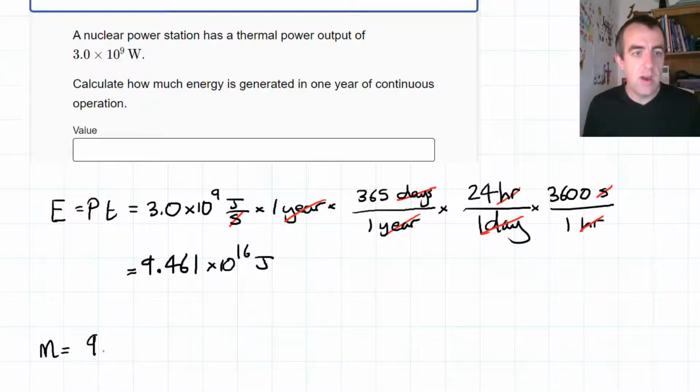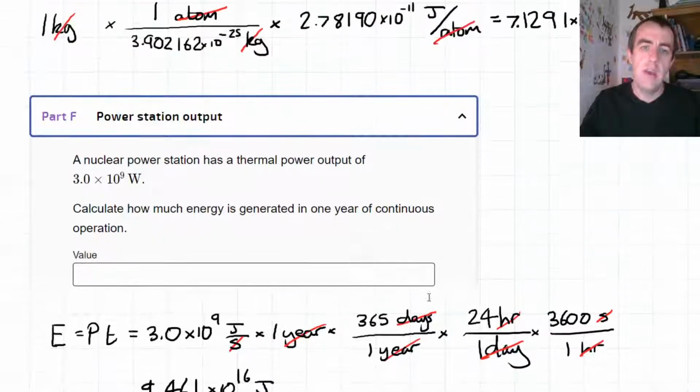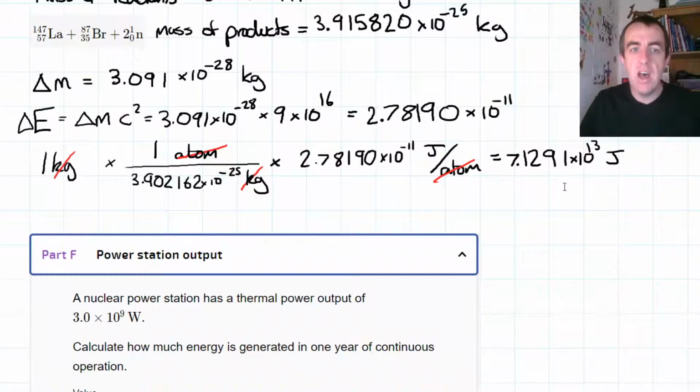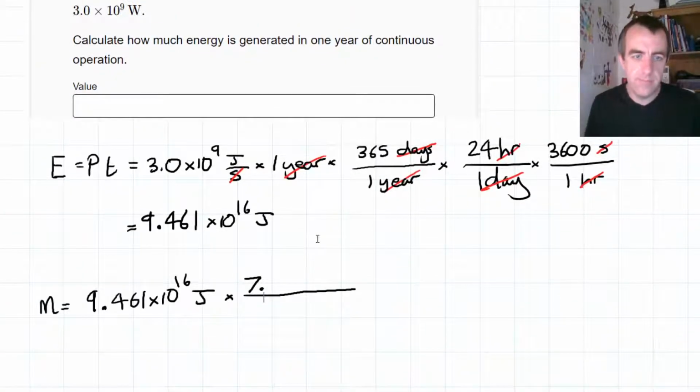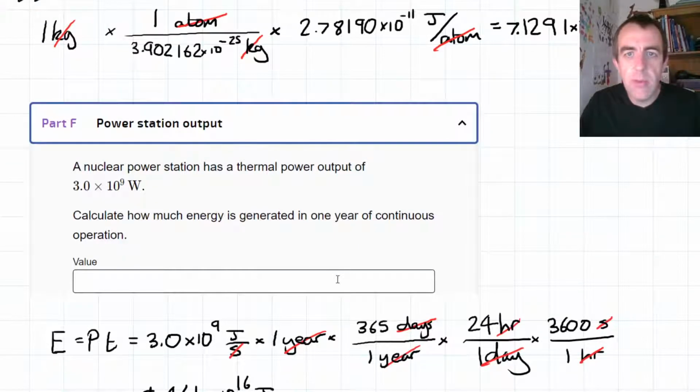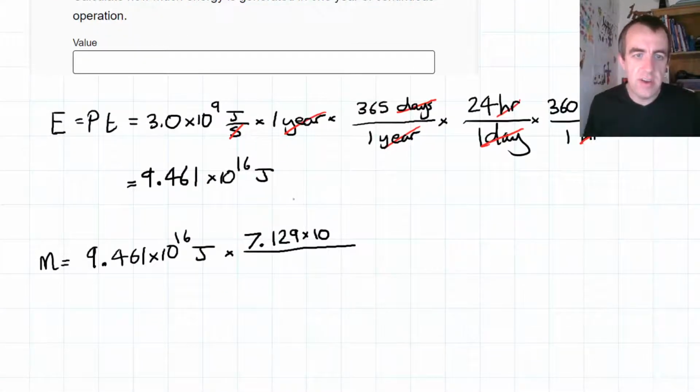We've got 9.461 times 10 to the 16 joules in total. And I want to put something in here that's going to cancel the unit, joules. And I know this is that many joules per kilogram of fuel. So 7.129 times 10 to the 13. I have to keep scrolling up and down. And this was joules for every 1 kilogram, joules per kilogram.